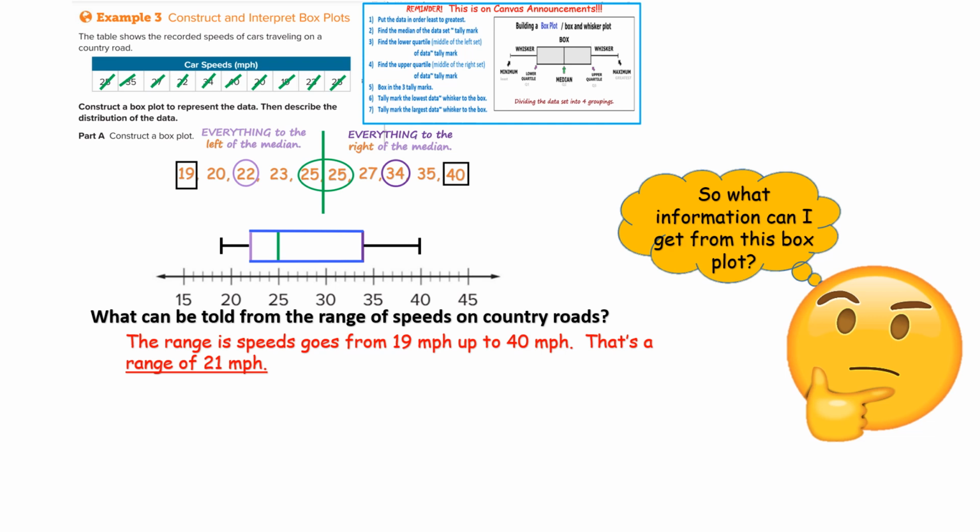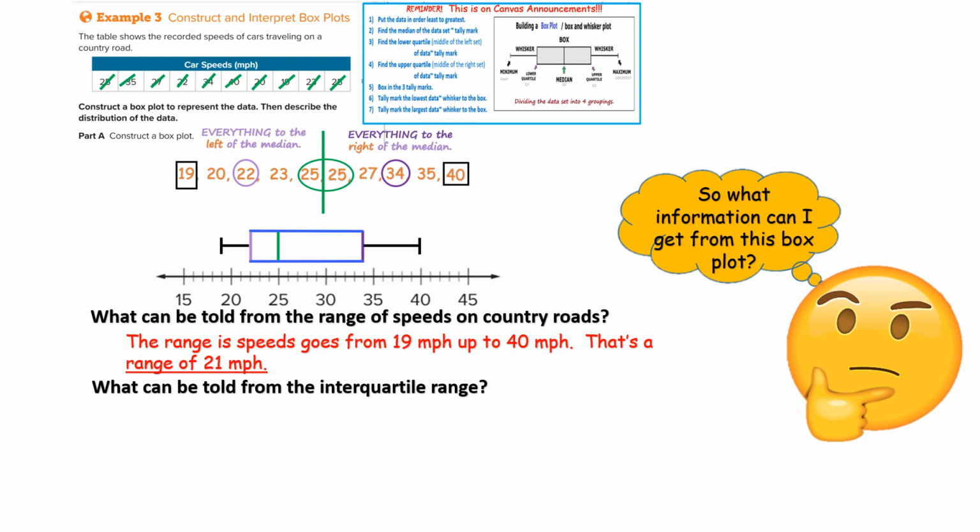Well, the range, once again, is from the smallest to the biggest number. So I'm going to use 2 sentences. Once again, you can write 1 sentence as long as your information is there. The range in speeds goes from 19 miles per hour up to 40 miles per hour. That's a range of 21 miles per hour, right? So there's a difference of 21 miles per hour in that grouping.